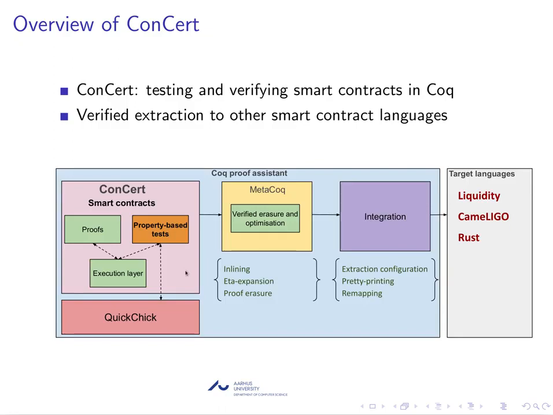Here the trusted computing base of the extraction pipeline is very small and relies only on pretty printing from a generic lambda calculus-like language to the target languages, so Liquidity, CameLIGO, and Rust. We won't focus on the extraction part in this presentation. We'll focus mostly on the property-based testing framework.